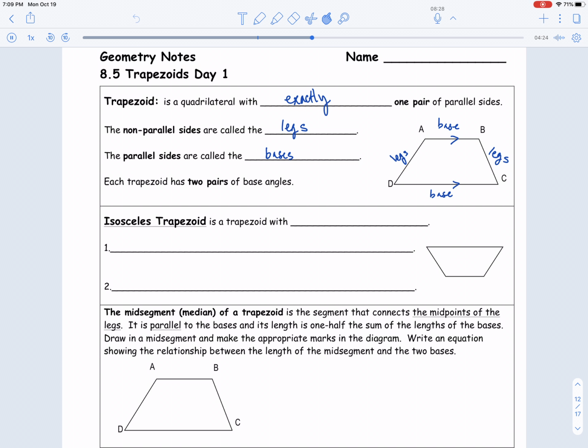Now, each trapezoid has two pairs of base angles because there are two bases. So the two pairs of base angles are angle A and angle B, and then there's also angle D and angle C.